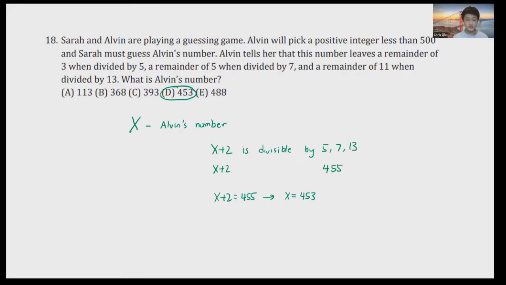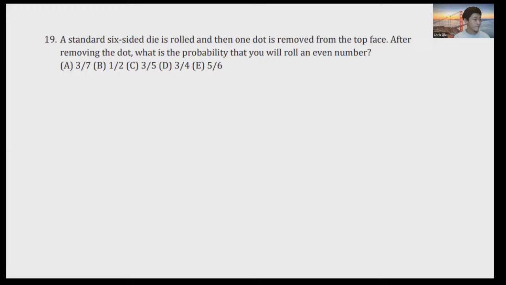All right, so next let's move on to problem number 19. So in problem number 19, we're told that a standard six-sided die is rolled. And then we're going to remove one dot from the top face. And after removing the dot, we want to find the probability that you will roll an even number. So when you remove the dot, there are two things that can happen. So you either take an even side and turn it into an odd side, or you take an odd side and turn it into an even side.